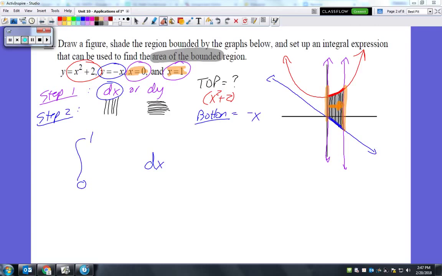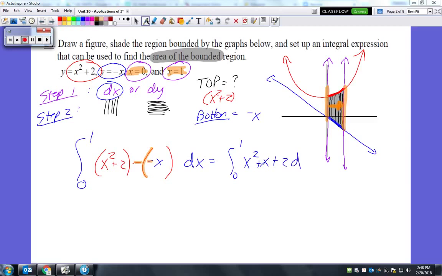And what is the top function? Do we have to rotate our head, yes or no? No, we only rotate it with dy. So just looking at it normally, the top function is x squared plus 2. Notice the use of parentheses. Minus negative x. Got to be careful with these parentheses, otherwise you might miss it by a negative. And then from here, we'll just finish it off. So it'll be the integral from 0 to 1 of x squared plus x plus 2 dx.